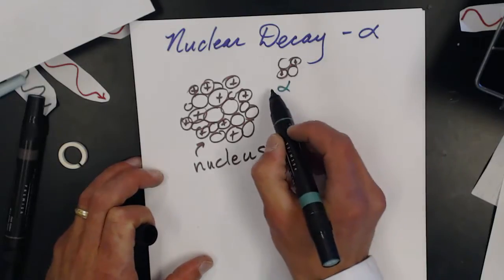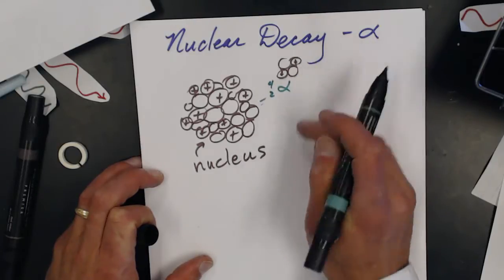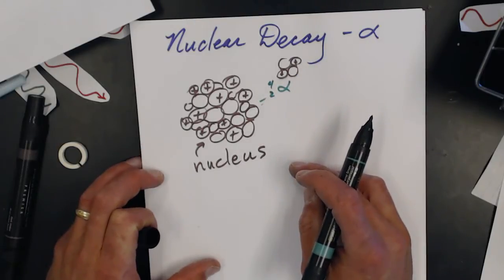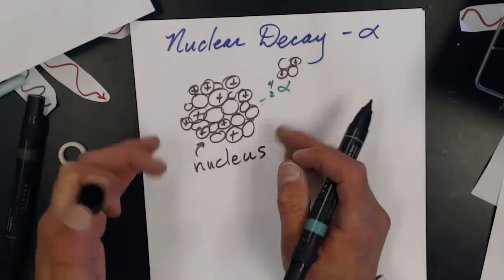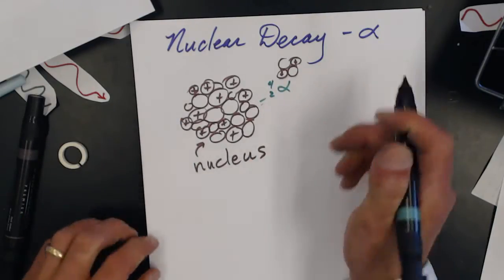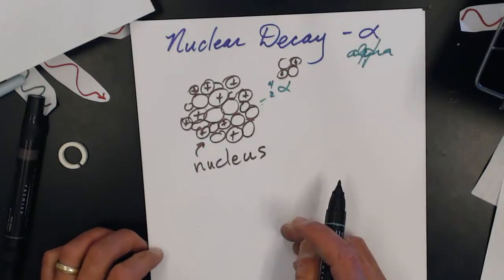It has 4 nucleons, and 2 of them are protons, and it comes zinging out. Zing! All right. So what has happened is the nucleus has decayed. It's broken down in a type called alpha decay. So let's talk about what just happened.